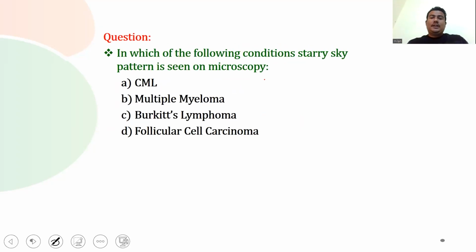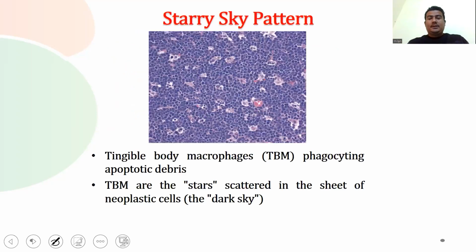Now, moving on to the second question: in which of the following conditions is the Starry Sky pattern seen on microscopy? CML, standing for chronic myeloid leukemia, multiple myeloma, Burkitt's lymphoma, and follicular cell carcinoma. This is a pretty straightforward question. First, we should know what a Starry Sky pattern is.